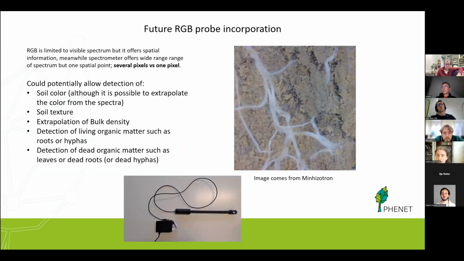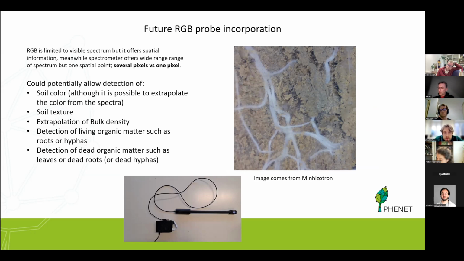Thank you, Akos. So I will be talking about RGB probe incorporation. The RGB probe is different from the spectral probe because even if it's limited to the visible spectrum, it offers spatial information, which is not possible with the regular spectrometer because it only focuses on one small area. But with the RGB probe, you have an entire image which has a resolution which is higher than just a spectrum. And this offers a potential detection of soil color, even if it's possible to extrapolate the color from the spectrum, but still from the image, it's much easier.